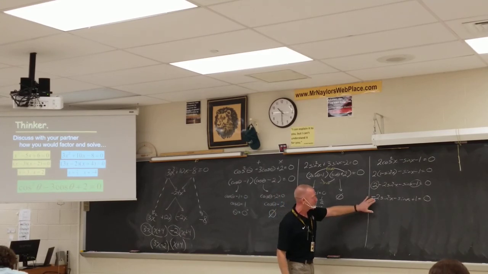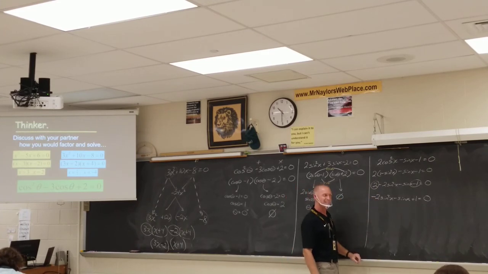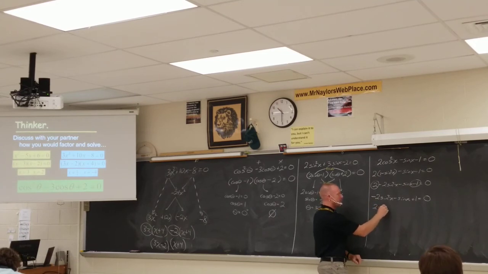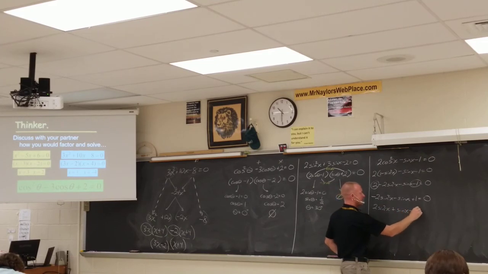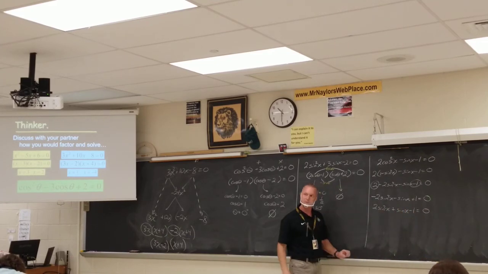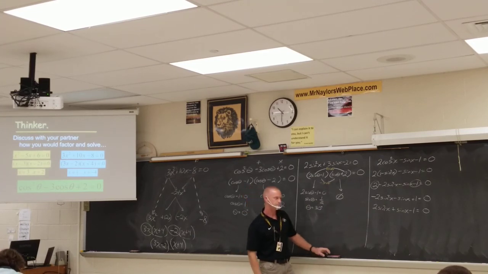I don't like factoring when the leading number is negative. Is that something you've grown to not like? If you don't want the leading number to be negative, just multiply everything by a negative. If you multiply everything by a negative, it's still the same equation. 2 sine squared plus sine minus 1 equals 0.